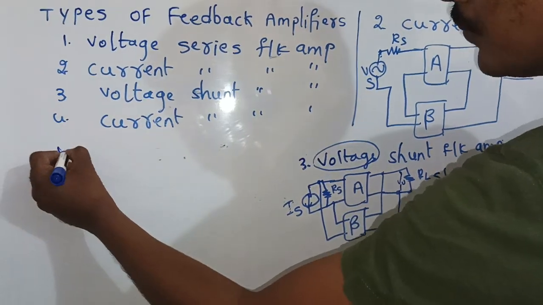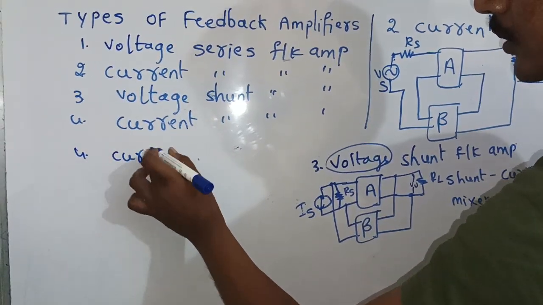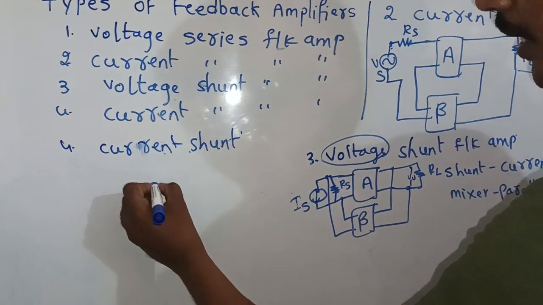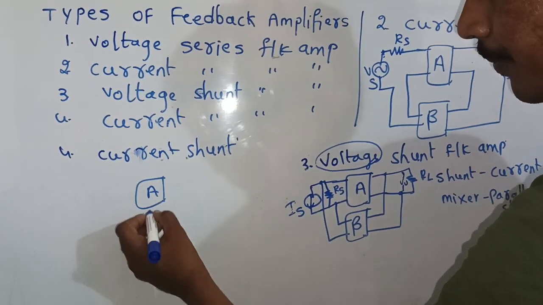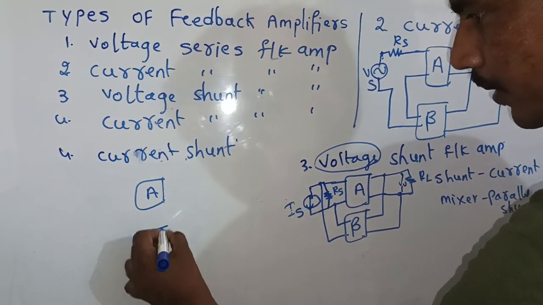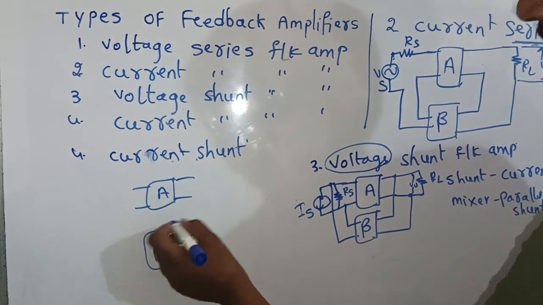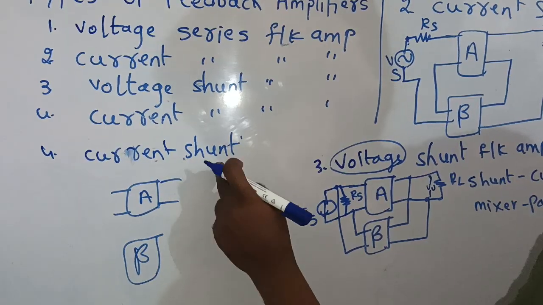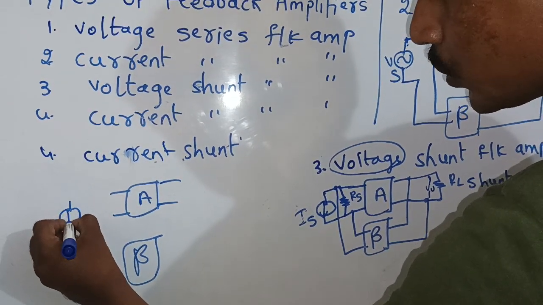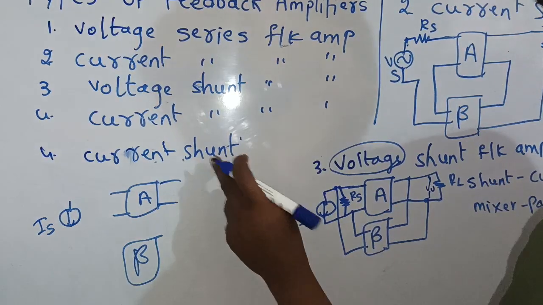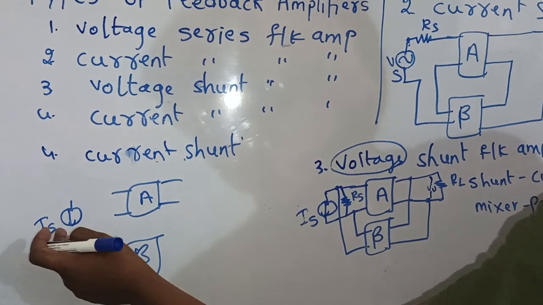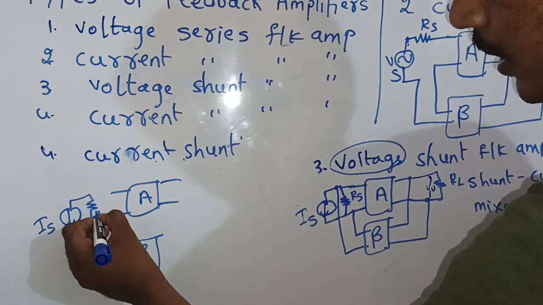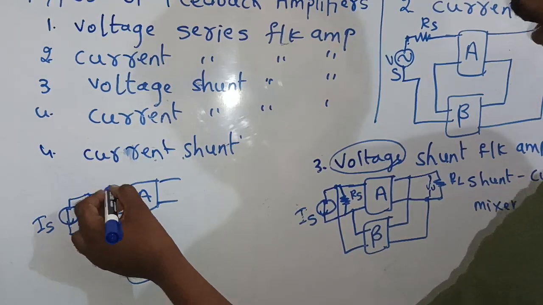Similarly, go to the fourth one, that is the current shunt feedback amplifier. The last one, current shunt feedback amplifier. Same, you can take amplifier A and feedback network beta. This is the input side, this is the output side. At the input side we have the mixer, at the output side we have the sampler, and again this is also shunt. For the shunt connection, compulsorily the source is a current source. Remember that. For all shunt connections, the source must be current, and for the current the resistance is in parallel, that is Rs. This is the input connection.